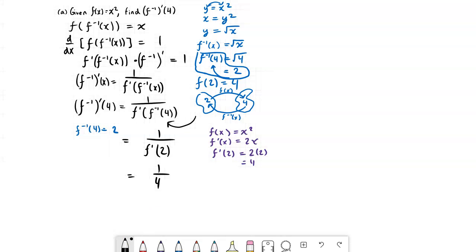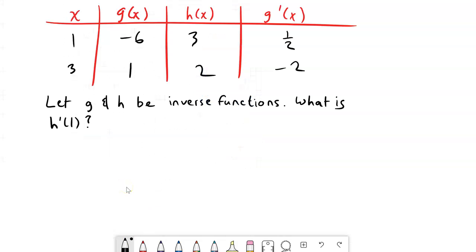Let's do one more example. This example here is actually not just a typical function. It's going to be a table full of values at x, g of x, h of x, and g prime of x. And we're going to see how well we actually know this idea of the inverse function and its formula. So here's the question. Let g and h be inverse functions. What is h prime of 1?